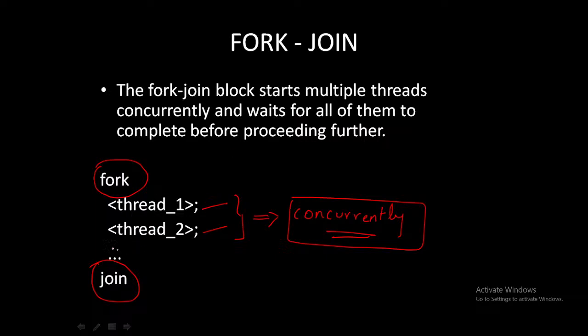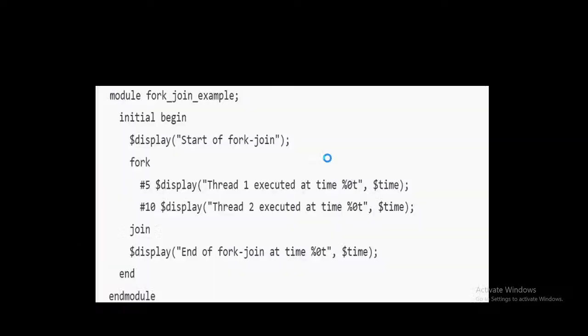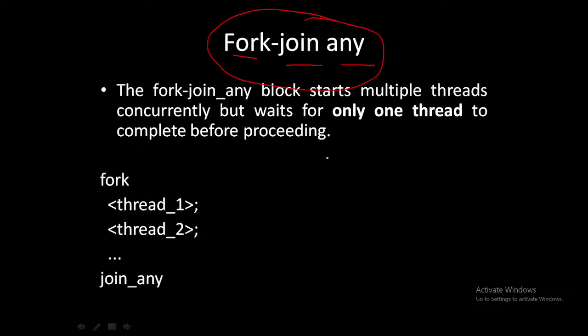and thread 2, the compiler is not getting out of this fork join block. Until thread 1 and thread 2 complete their execution, the compiler is not getting out of this fork join block. But in the case of fork join any, what is happening? If at least one of the two threads completes its execution, the compiler will get out of this fork join any.